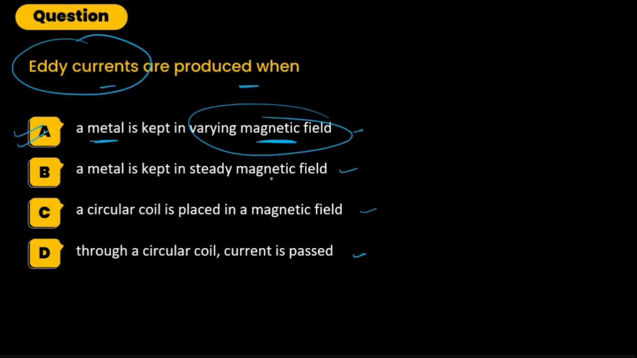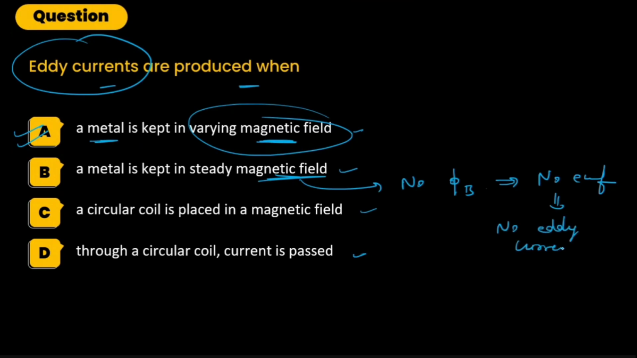If metal is kept in a steady magnetic field, there will be no change in flux, no magnetic flux change. This implies no EMF, which implies no eddy current. Similarly, the shape doesn't decide whether the current is going to be induced or not, whether it is circular or anything else. What's important is the varying magnetic field. The magnetic field should vary. That is what is important.